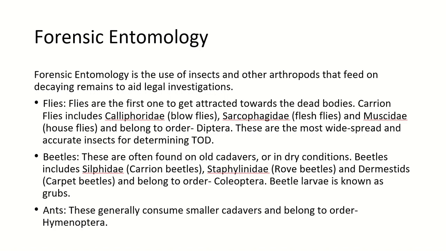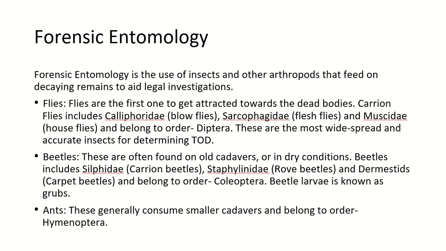Forensic entomology is the study of insects which feed on the decaying remains. These include flies, beetles, ants. Flies are the first ones to get attracted towards the corpse or the dead body. Carrion flies include Calliphoridae or blowflies, Sarcophagidae or flesh flies, and Muscidae or house flies, and they belong to the order Diptera.